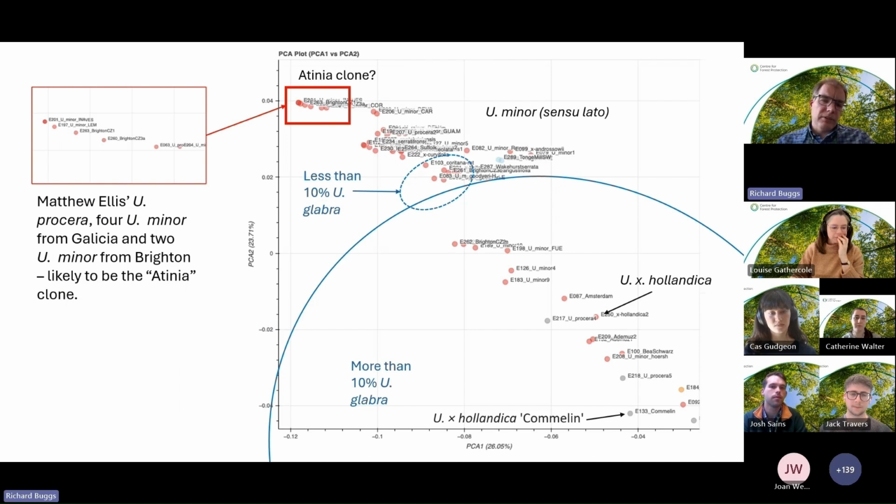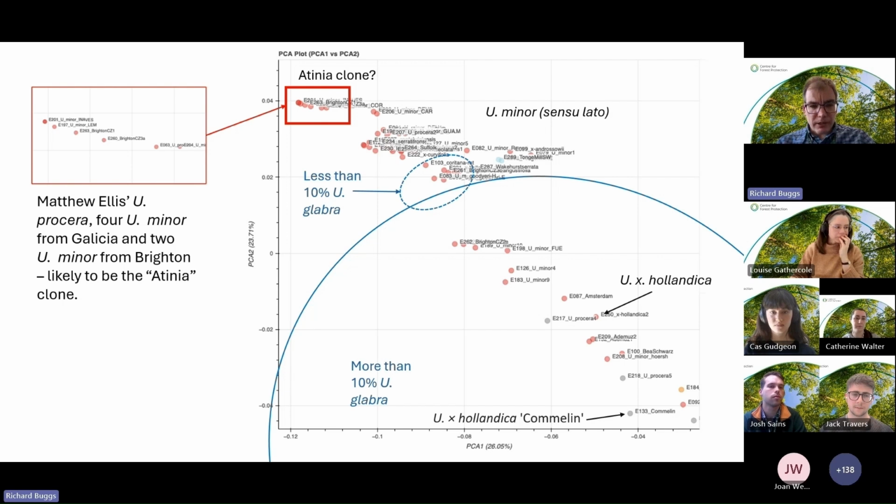At the very far end, we have a cluster that comprises some Ulmus procera from Matthew Ellis's collection, 4 Ulmus minor individuals from Galicia, and 2 Ulmus minor from Brighton. We think that this is probably the Atinia clone, the Ulmus procera in the strict sense, which is thought to have come from Galicia to the UK, brought to us by the Romans, of course.